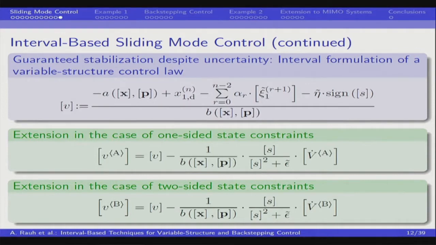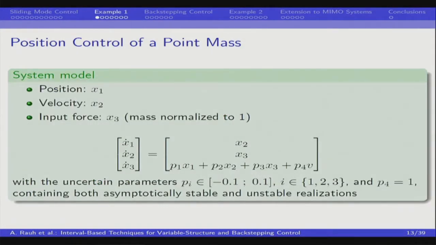Now, let's have a look at a simple application scenario. Let's assume that x1 is the position of a point mass, x2 is the corresponding velocity, and x3 should be an input force, which is generated by some actuator that has an underlying dynamics.